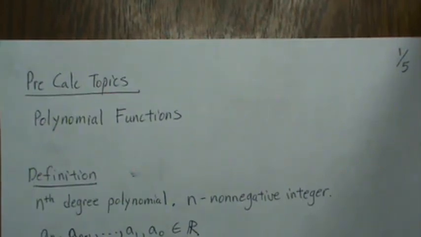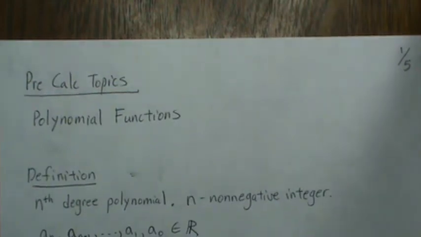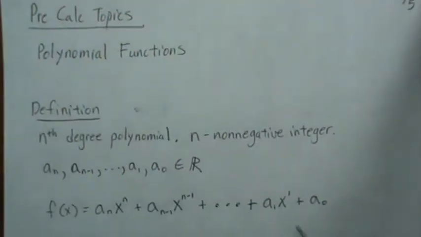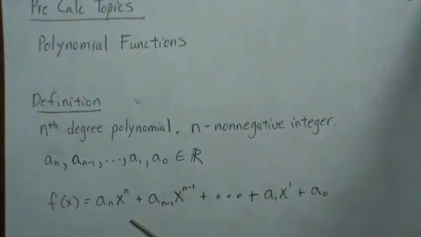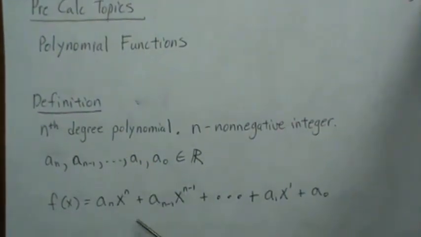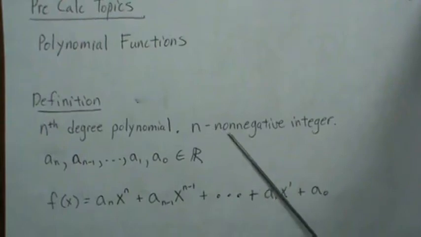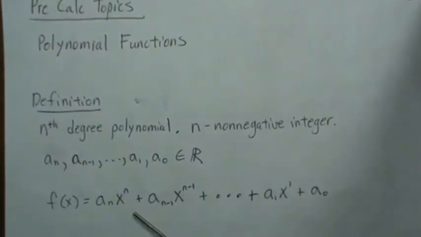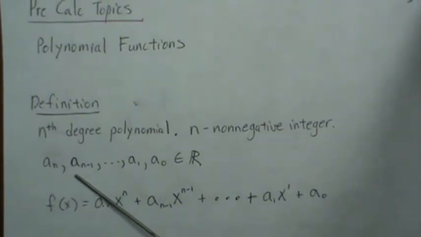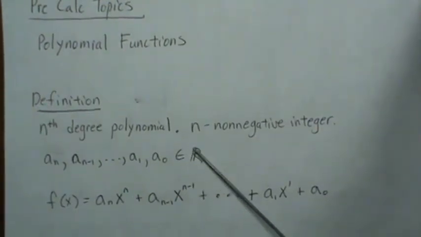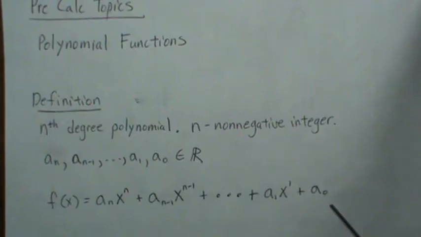Hey, the next pre-calc topic is polynomial functions, and we'll just jump right in. A definition is this. It's an nth degree polynomial with non-negative integer n. So each x raised to a number goes down, and each a_n has to be a real number. So these a_n through a_0 are elements of the real number line. And this is what's called an nth degree polynomial.